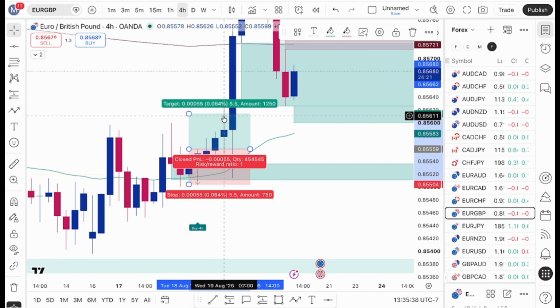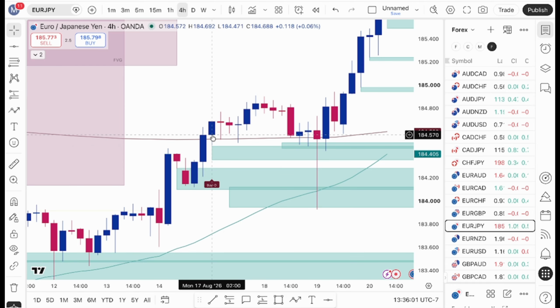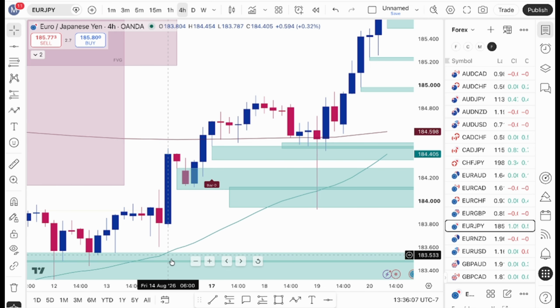But that happens. Okay, look at this one right here. So we got this alert signal right here. Okay, but this candle right here is the one that created this fair value gap. So I would not have taken this. First of all, you're going up into a massive fair value gap right here. Here's a daily fair value gap right here.